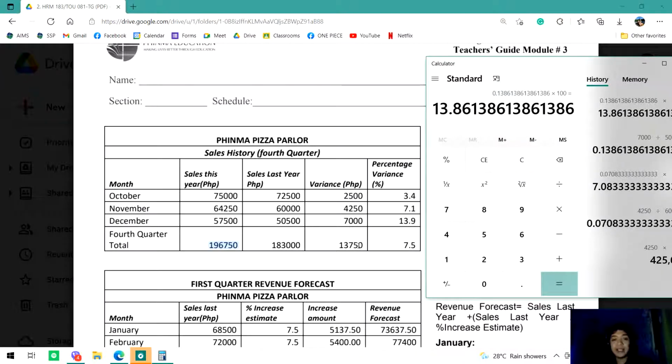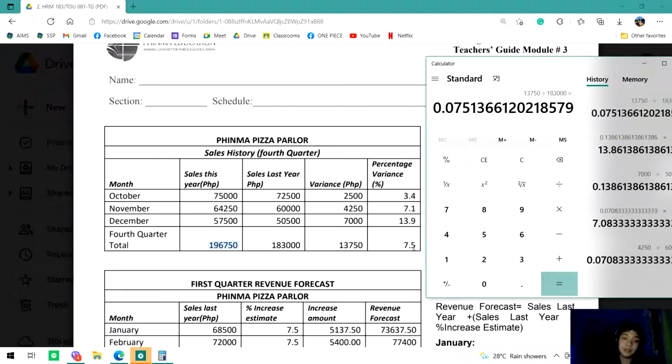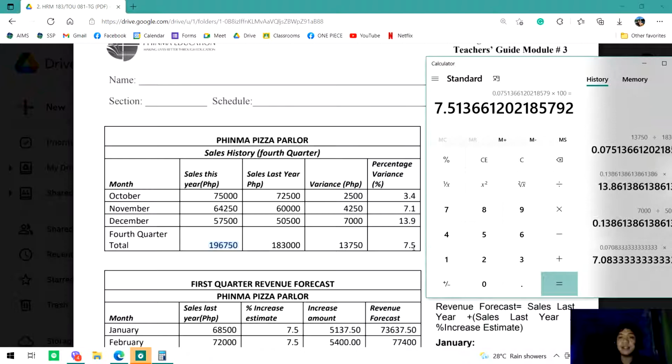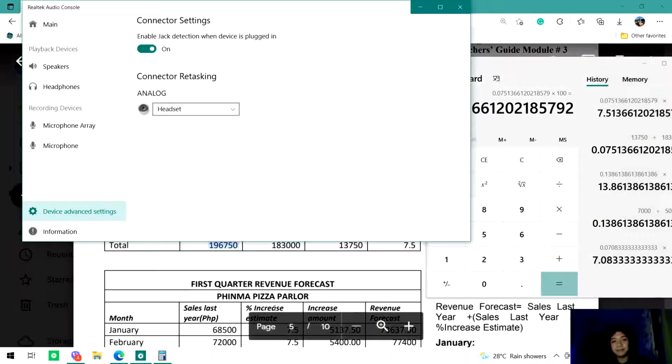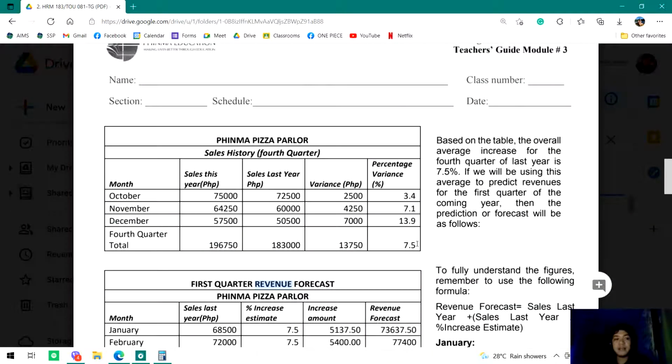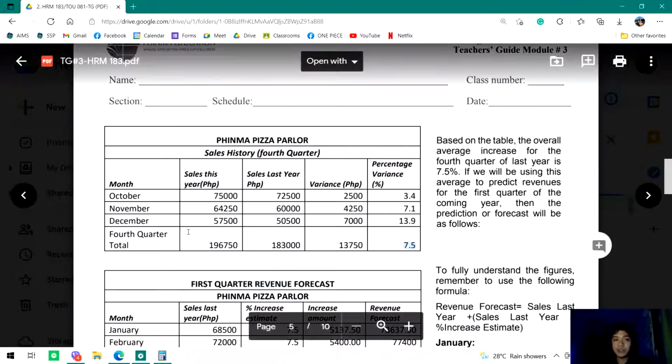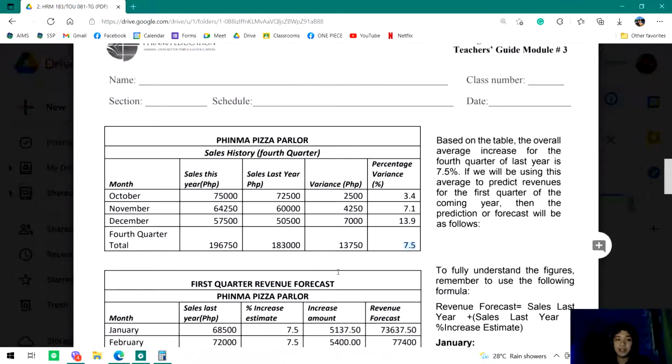Lahat ay tama. So, we can see if really ang percentage variance ng fourth quarter is 7.5. 13,750 divided by 183,000. This is 0.075. Let's multiply by 100. So, tama. Alright. So, tama yung table natin. 7.5 yung percentage variance ng fourth quarter total natin for December 2020.